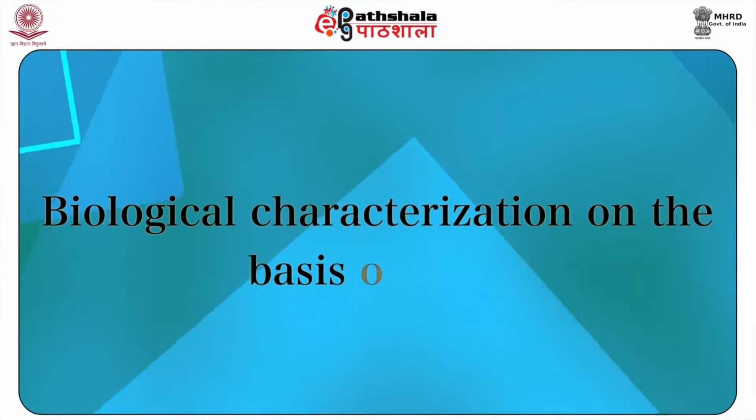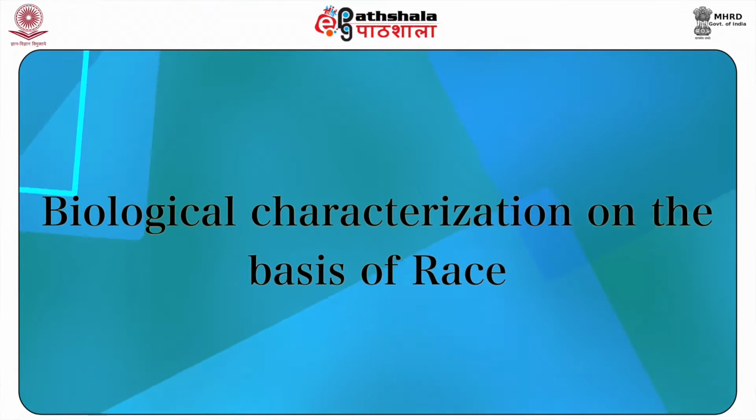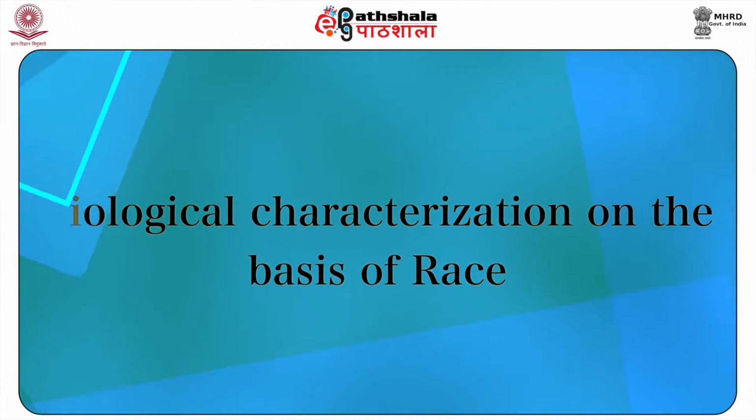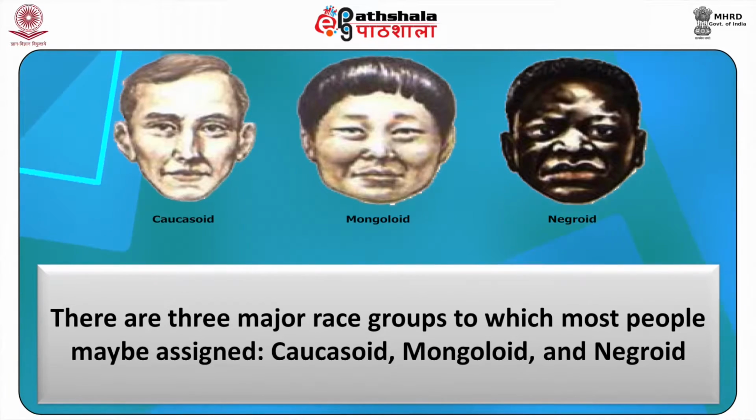Now, we will study the biological characterization on the basis of race. Race may be defined as a rough classificatory mechanism for biological characteristics. There are three major race groups to which most people may be assigned, that is the Caucasoid, Mongoloid and Negroid. However, there will always be equivocal cases because of admixture.